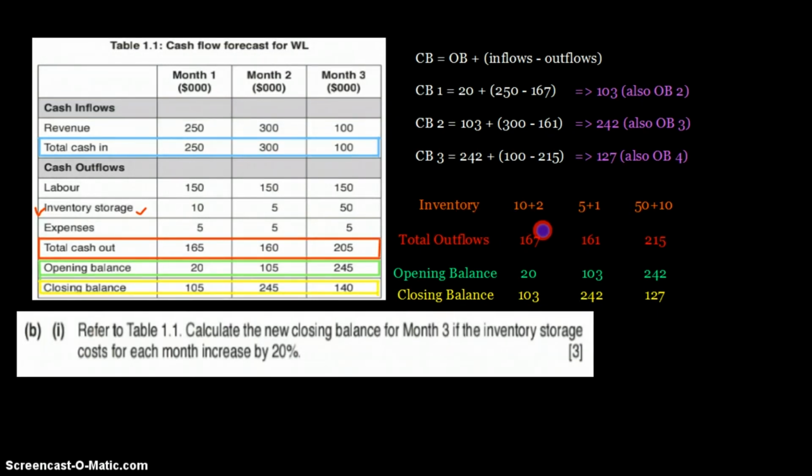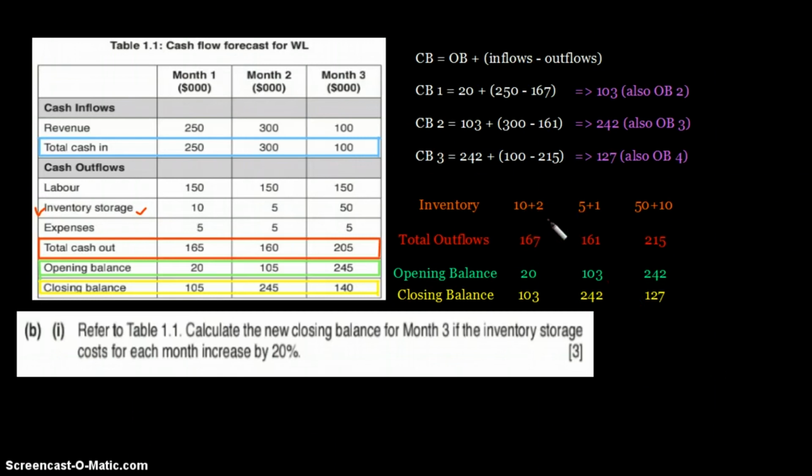But because of this change, our outflows changed. Total outflow changed, and because total outflow changed, our closing balance for month 1 changed. Our opening balance for month 2 also changed, and because of that our closing balance was again changed. So you see there's a general trend going on.